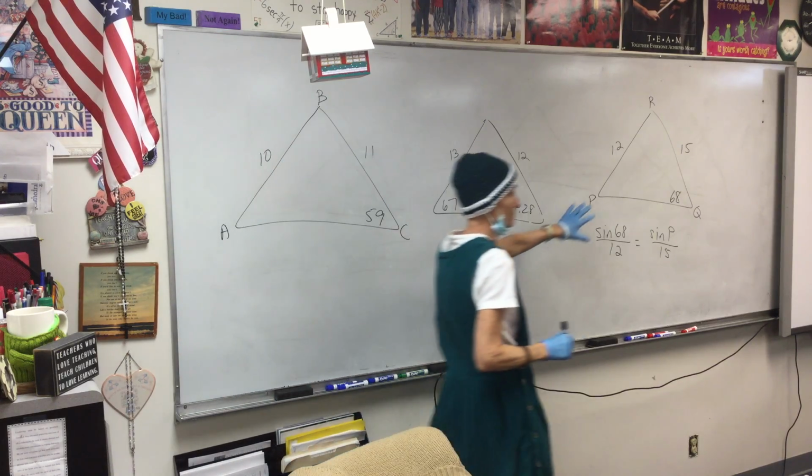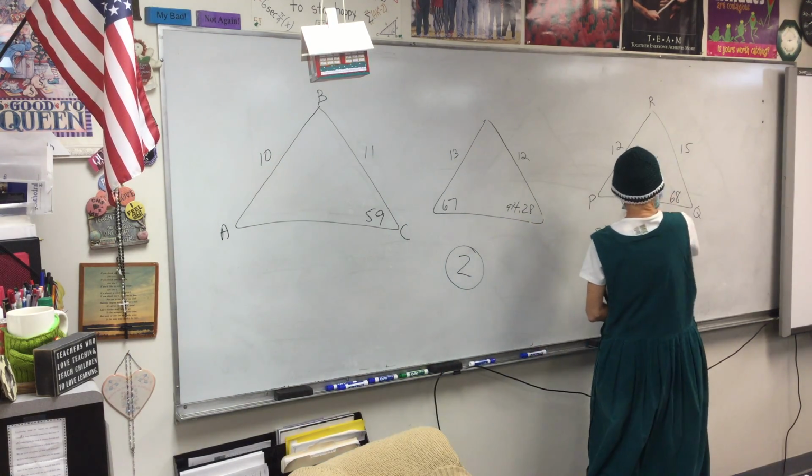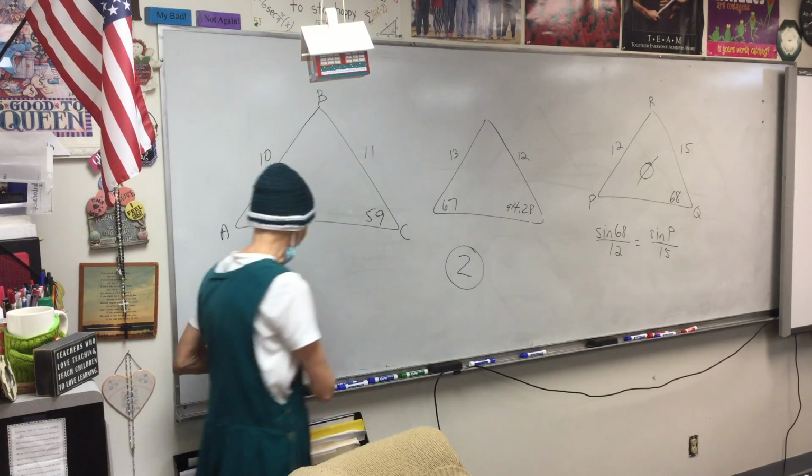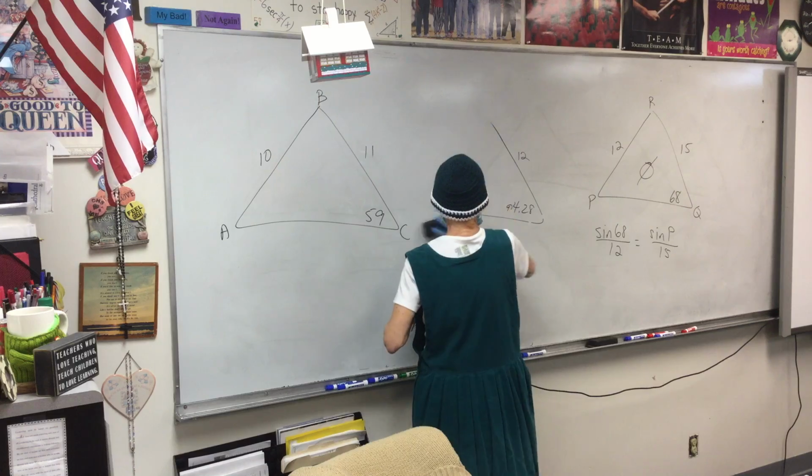What'd you come up with here? 9. Yep, we don't have any triangles. All right, one more. Try this one. How many triangles are possible?